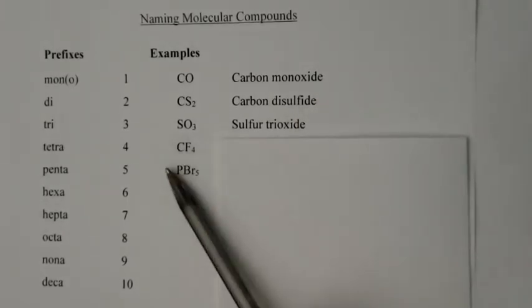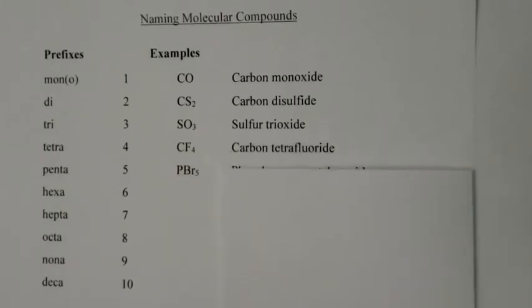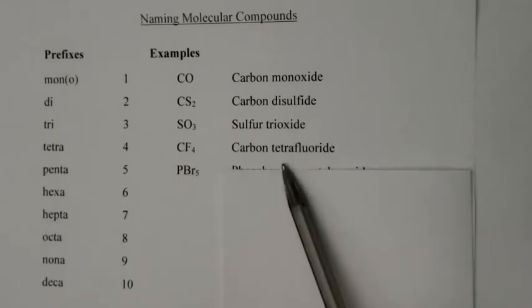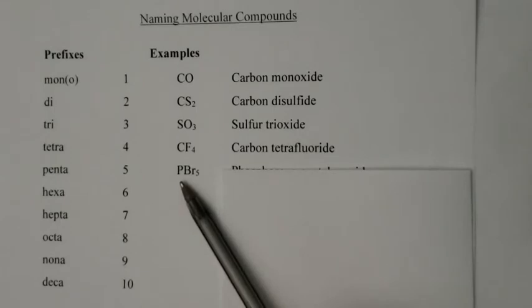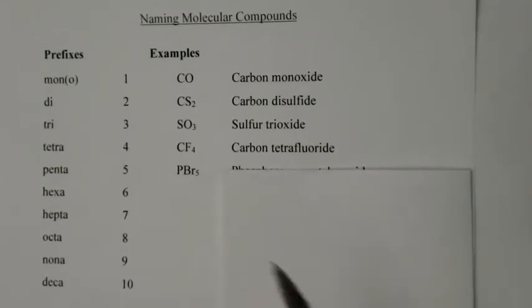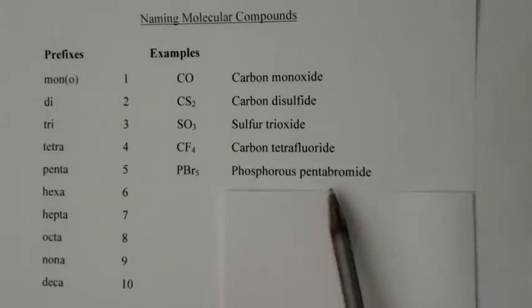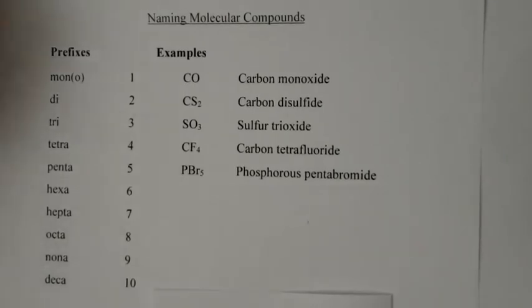All right, so the next one is C, so it's going to be carbon tetrafluoride. So the 4 there is tetra. Next one, phosphorus, that stays the same because there's only 1. And then we have 5 of these bromides. So 5 is penta. So it's going to be phosphorus pentabromide. And then I have an interesting example at the bottom here.